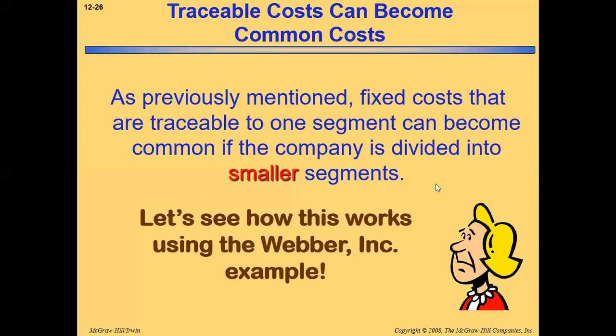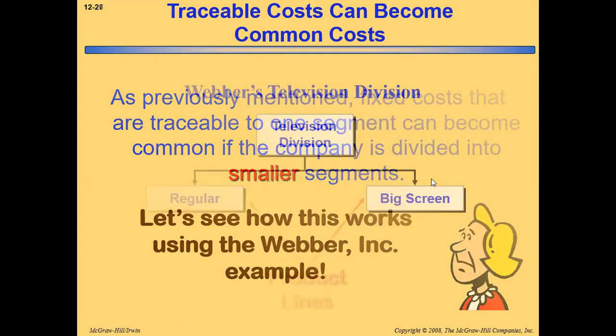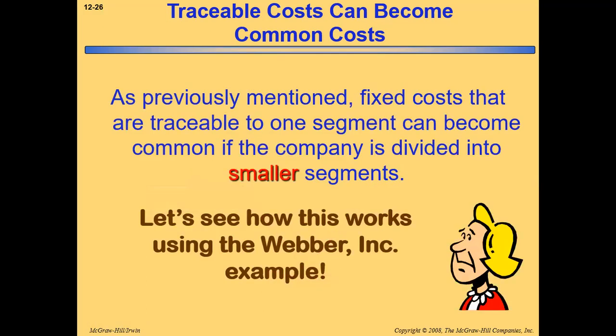Fixed costs that are traceable to one segment can become common if the company is divided into smaller segments. So we will now see, as an example, how a segmented cost or traceable fixed cost can be common to another segment or common to a smaller segment. We'll give you an example.